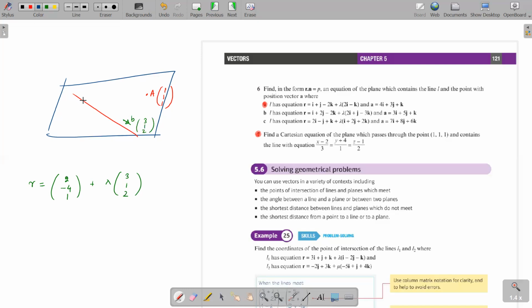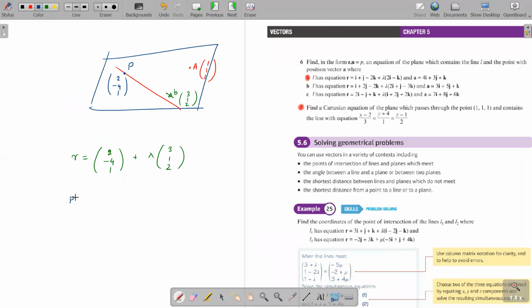And what is the other thing? (2, minus 4, 1) is a position vector on your line. Because the line is lying on the plane, (2, minus 4, 1) is a position vector on the plane as well. So I'll take this point as point P. Use any letter you like. In the end, I need two direction vectors, so I'll get the PA direction vector. PA is A minus P, which is (1, 1, 1) minus (2, minus 4, 1). 1 minus 2 is minus 1. 1 minus minus 4 is 1 plus 4, 5. 1 minus 1 is 0.